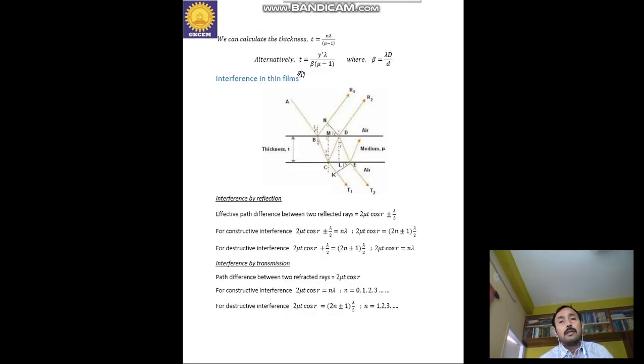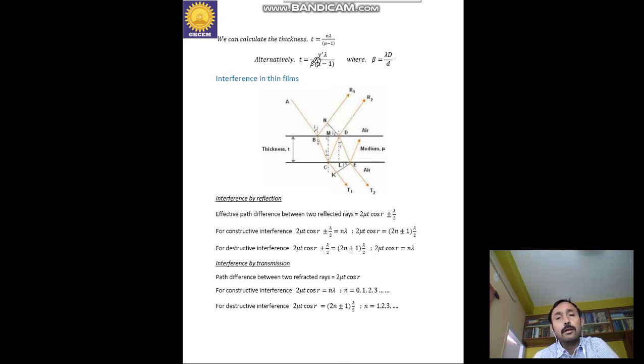After the calculations, the thickness becomes T equals n lambda by mu minus 1. This n lambda comes from the condition for the bright fringe. Alternatively, we can write T equals y dash lambda by beta into mu minus 1, where beta equals lambda capital D by small d, the fringe width.